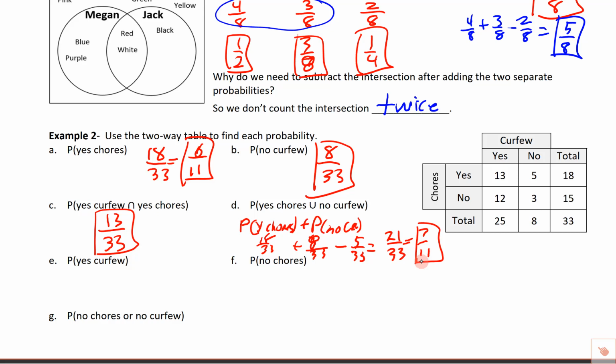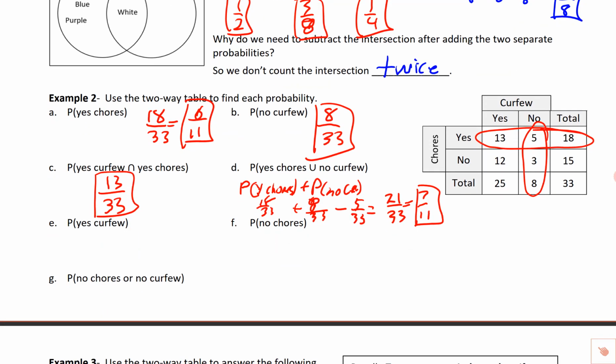I want to see if we can figure out what's going on here. So here's yes chores. Here is no to curfew. If we just add those two numbers together, if we take 8 and 18 and add them together, we get 26. But what happened right here? We counted the 5 twice, so we don't want to do that. That's why we subtract that off. Now, could you do that visually and just say, yeah, I already counted it here in the 18, so I'm not going to count it there? I'm only going to add 3, so that gets me to 21. I think that's what Colson is saying. All right, everybody good there? See why we have to subtract that off?